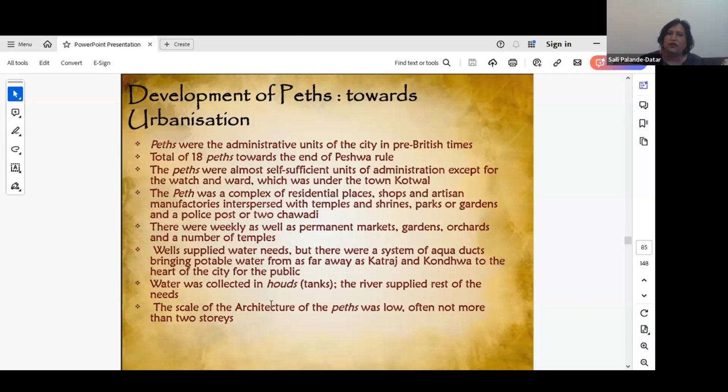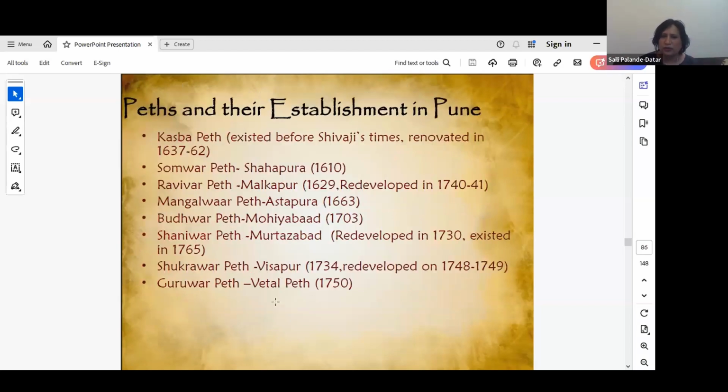They would also have supply of water in the form of wells. These are the public tanks. I'll be showing some of the images in my later slides. And the scale of the architecture of Pates was very low. It was one or two storied, maximum three storied, with narrow streets for pedestrian and bullock traffic.